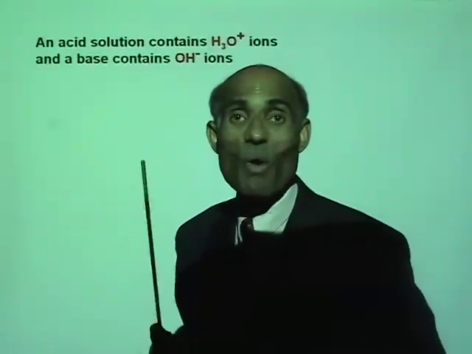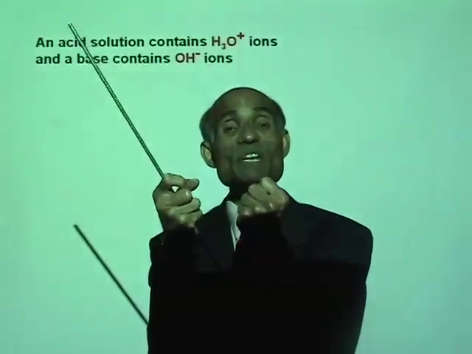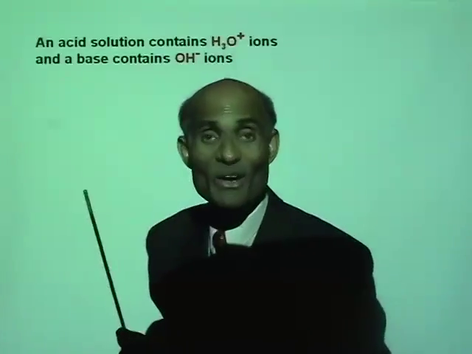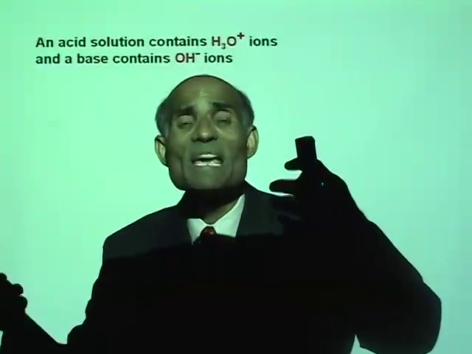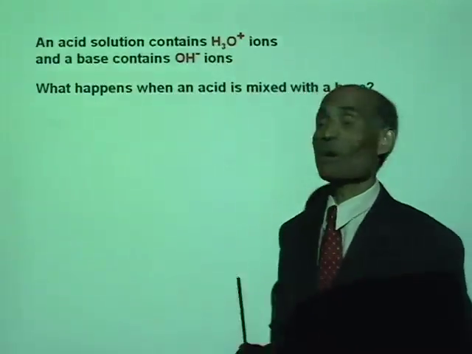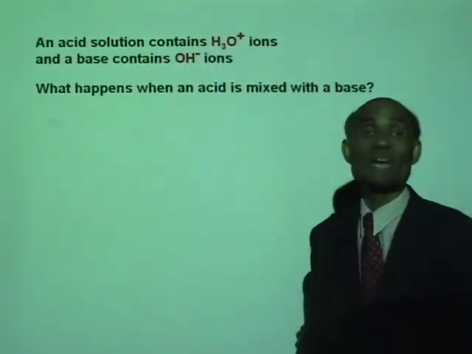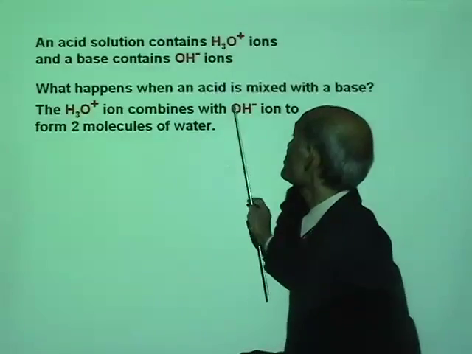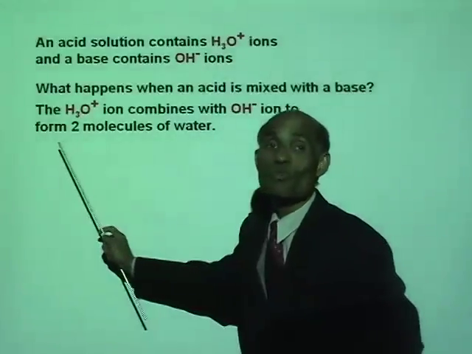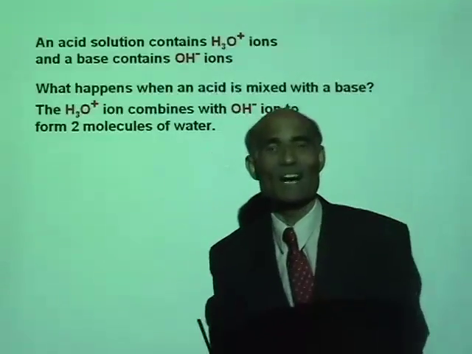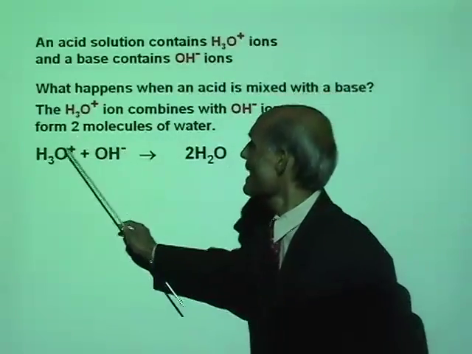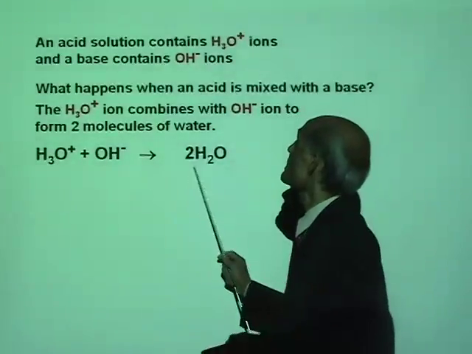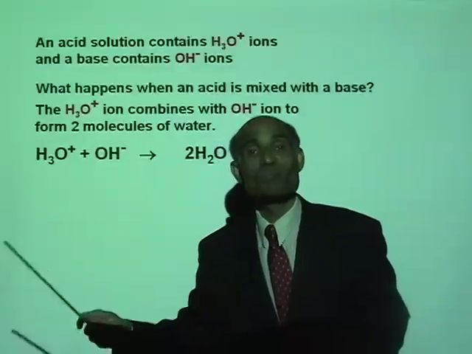Now you understand why an acid mixed with a base neutralizes. The acid property and the base property will neutralize. Now what happens when acid is mixed with a base? The H3O plus, the hydronium ions, combines with OH negative ions to form two molecules of water which don't have any charge. Look at this, H3O plus OH negative simply gives rise to two water molecules.